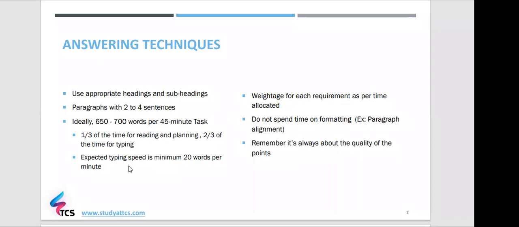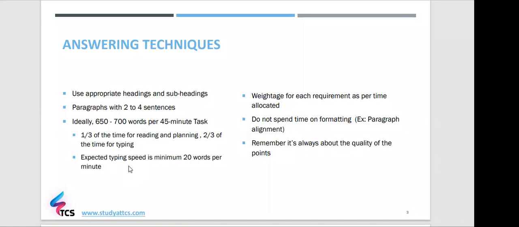Okay, and the expected typing speed is a minimum of 20 words per minute. So when you are attempting mock exams, you can check whether you can adhere to this time plan. If you feel that your typing speed is not up to standard, there are so many ways in which you can improve it. You can simply Google, there are so many typing games or typing software out there which are focused on improving your typing speed. So when you are attempting mock exams, you need to practice these things.